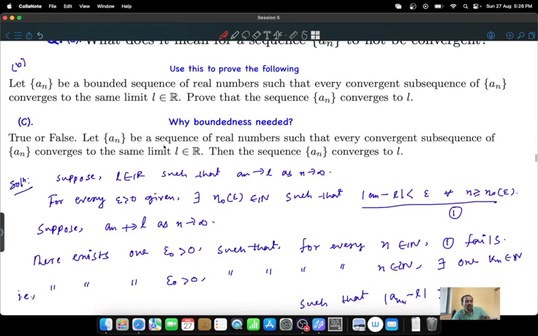Okay, so now the part says: let a_n be a sequence of real numbers such that every convergent subsequence of a_n converges to the same limit L. Then does the sequence a_n converge to L or not? See, these two statements are exactly the same, but the hypothesis of boundedness has been removed. So that's why this can't be true.